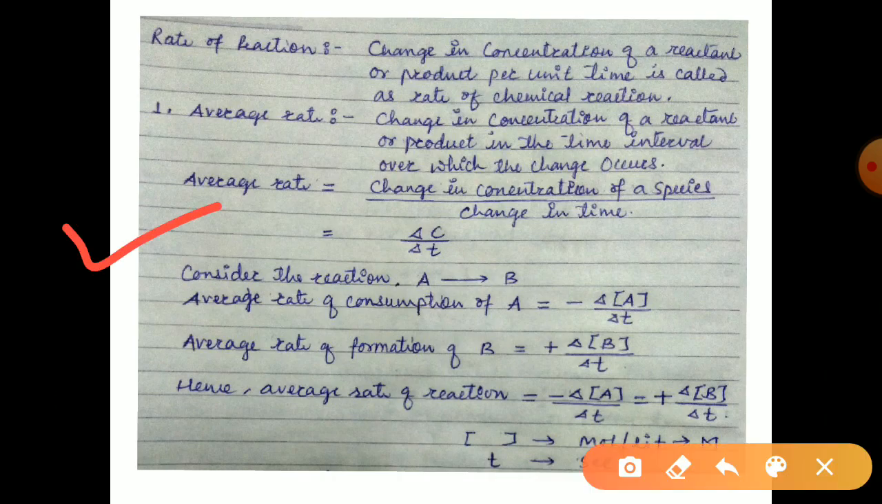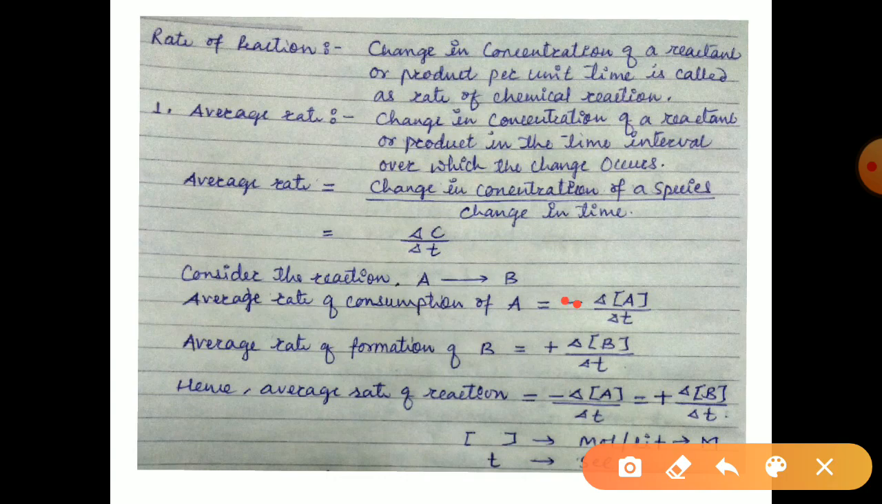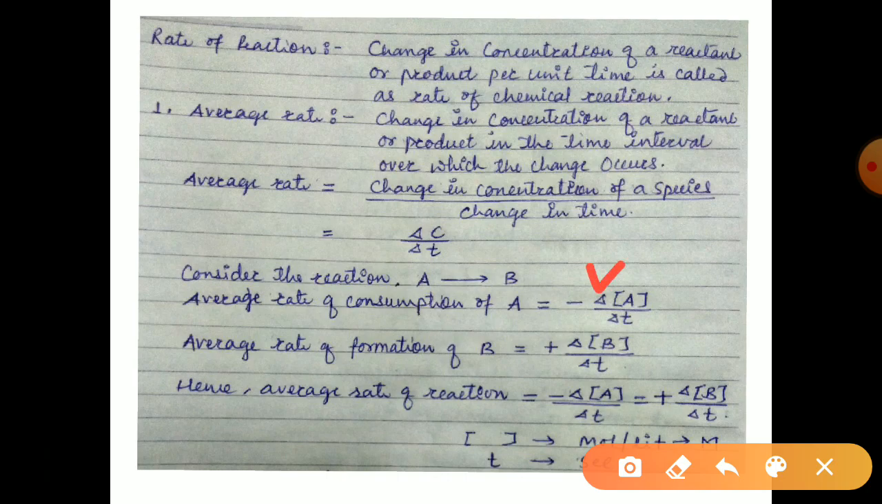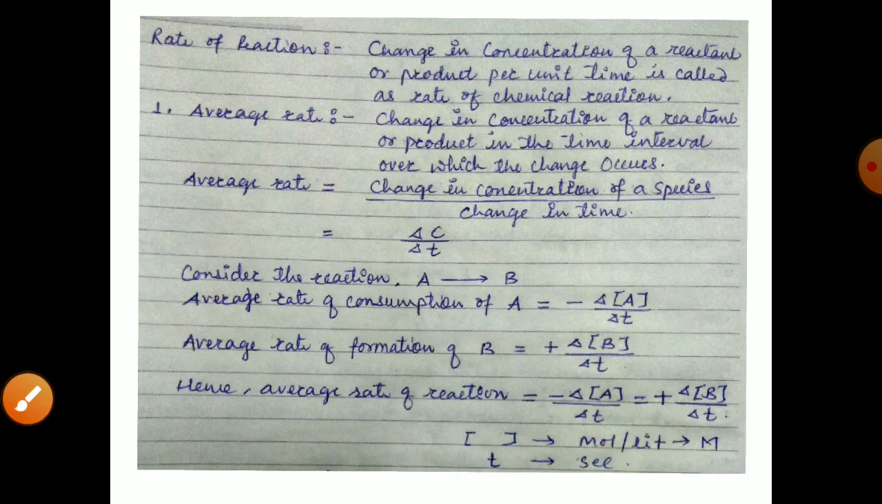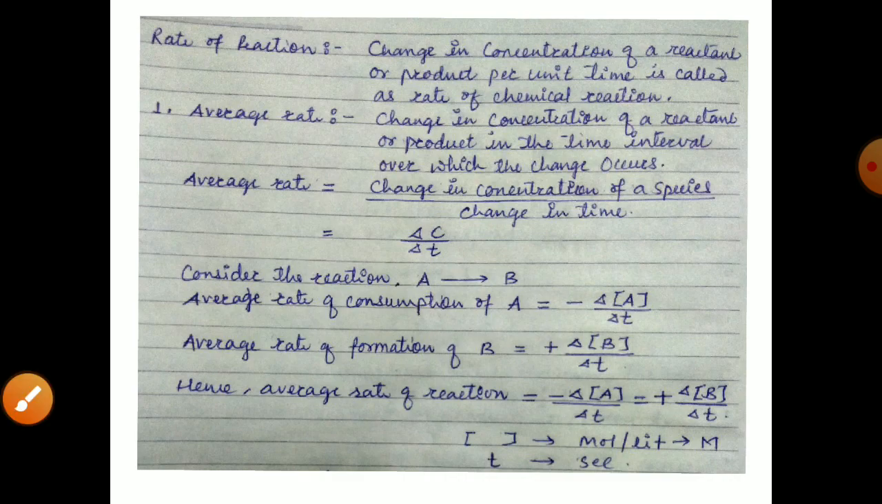Consider a reaction A turns to B. The average rate of consumption of A is written with a minus sign. Minus indicates that the concentration of A decreases with time. So it is minus delta of the concentration of A, indicated by square brackets, divided by delta t. Over this time interval, the concentration of A decreases.